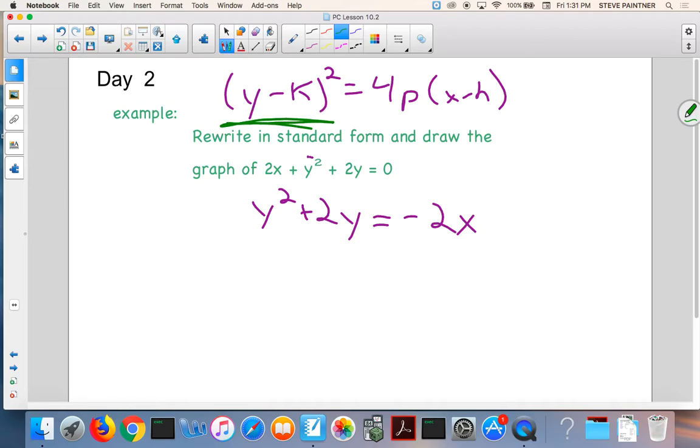Think algebra 2 quadratics. What was one way we solved quadratics? Or is it the perfect square? Perfect square. We're going to complete the square. We have x squared plus 2y, we can add something to that to make it a perfect square. What do you want to add?